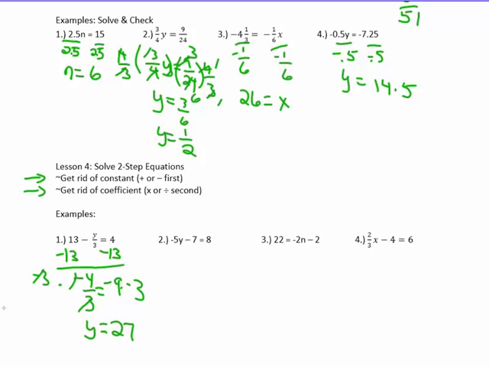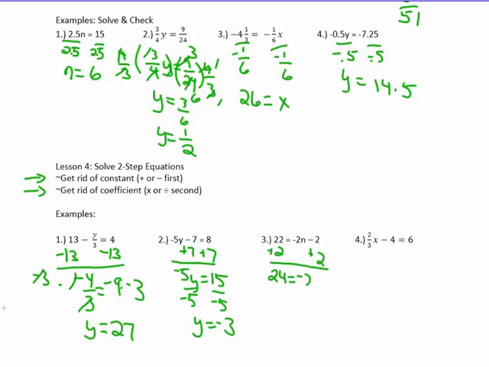For number 2, I have to add 7 to both sides, which is going to give me -5y equals 15. Then divide by -5, so y is -3. For number 3, I have to add 2, which is going to give me 24 equals -2n. Divide by -2, which is -12, equals n.